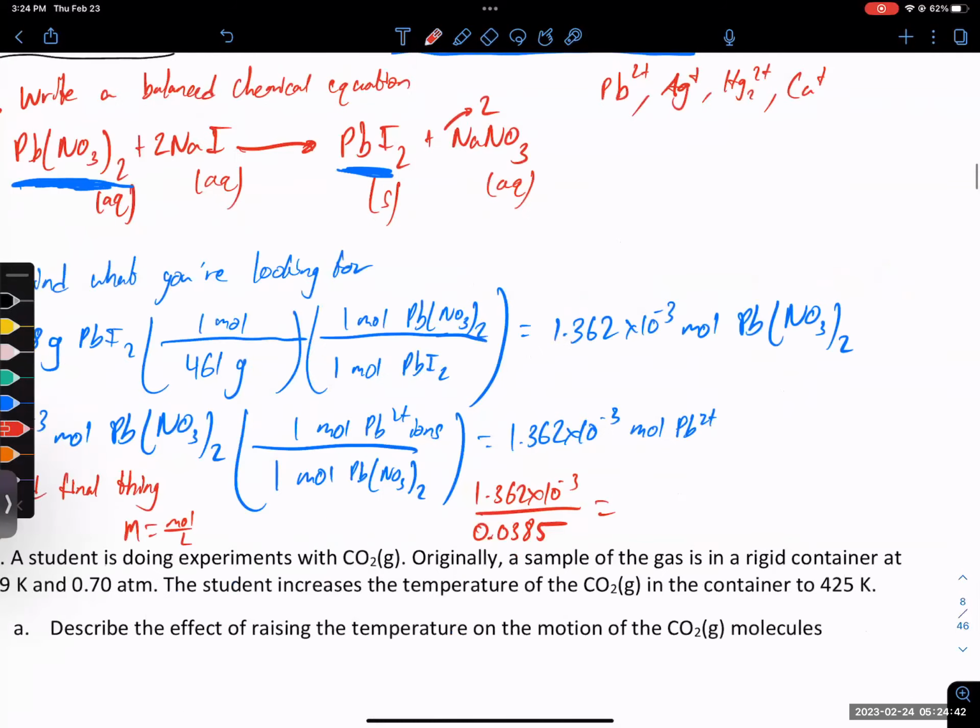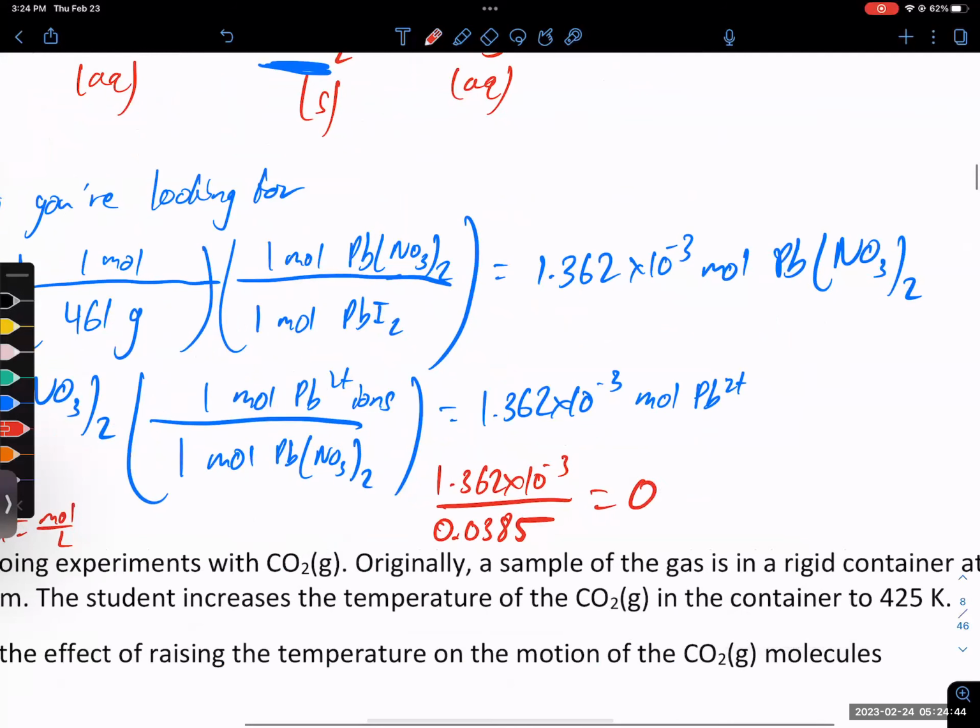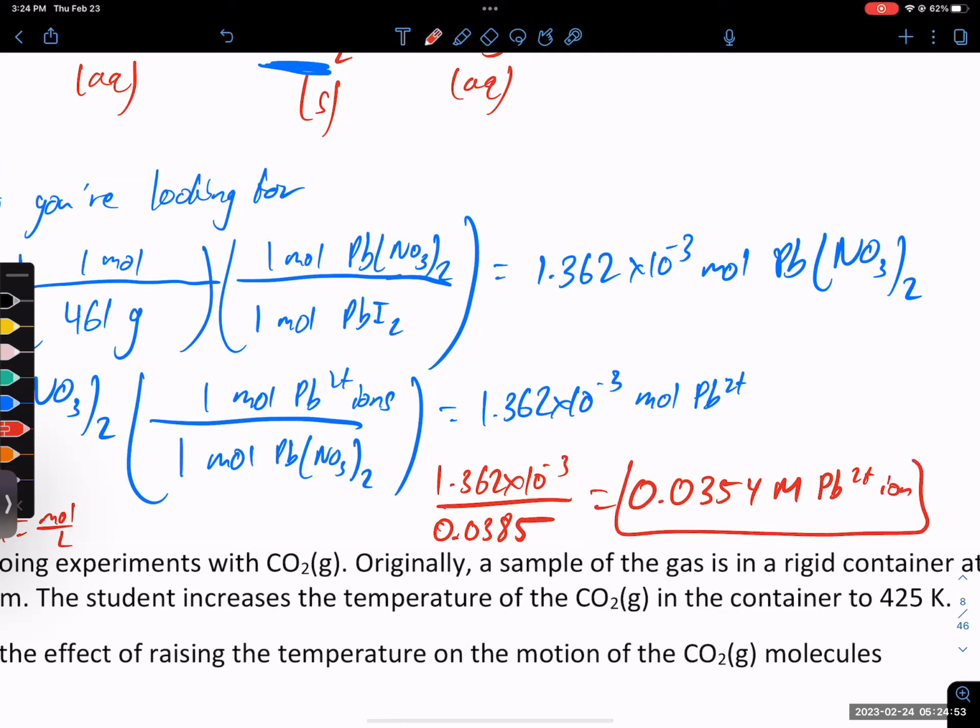All right, we solve this out. We'll get 0.0354 molar Pb2 plus ion. Boom. All right, questions about that?